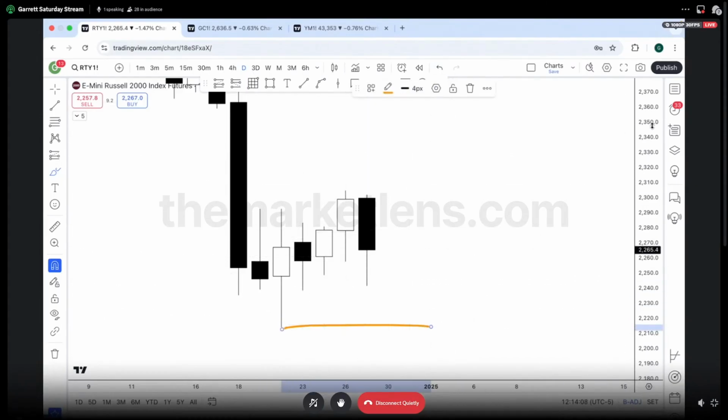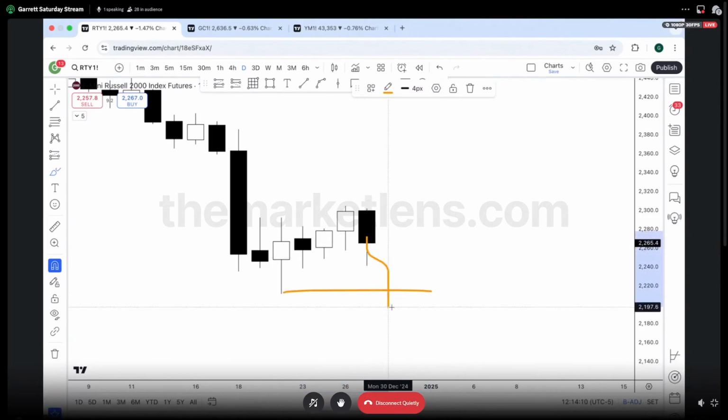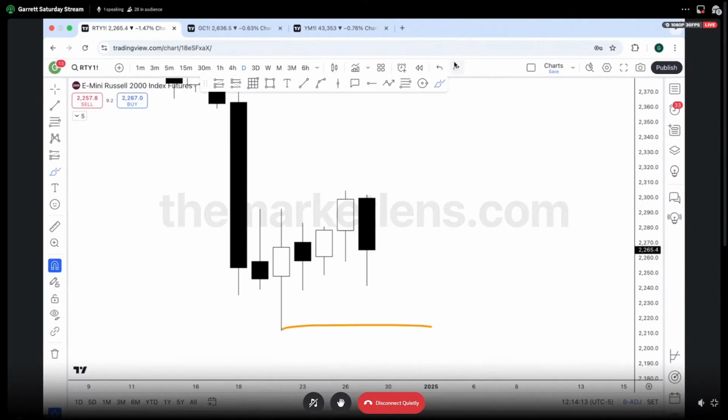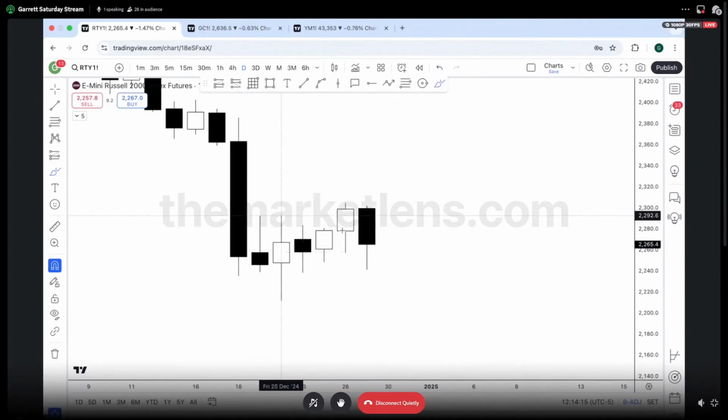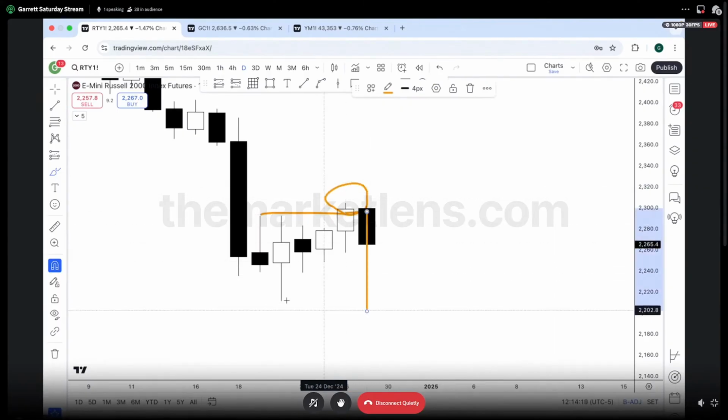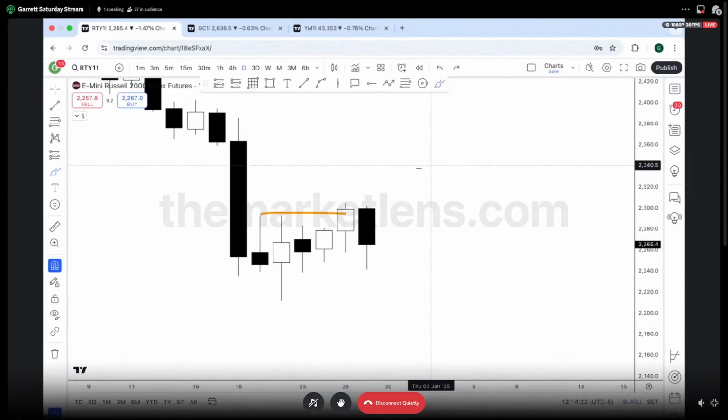So this would be, if it was to reverse, we need to take out this low and expand. But we have here the ideal scenario for trading a consolidation. We take out the consolidation high, distribute to the consolidation low. That's the ideal. This is the most high probability trade that there is right here.